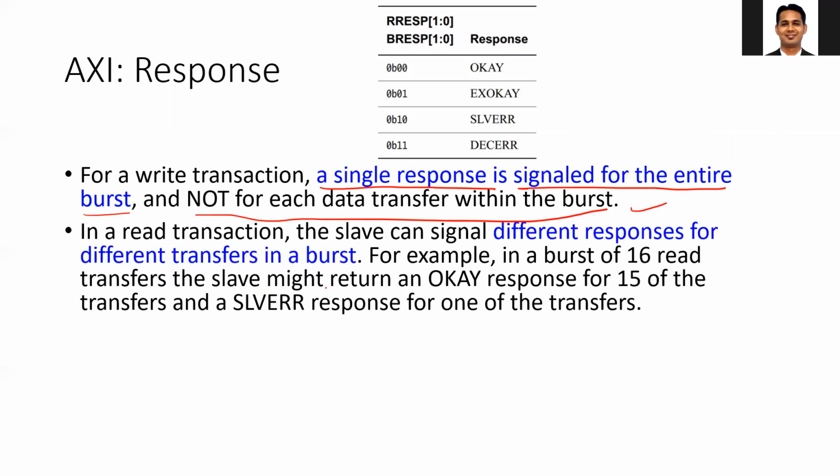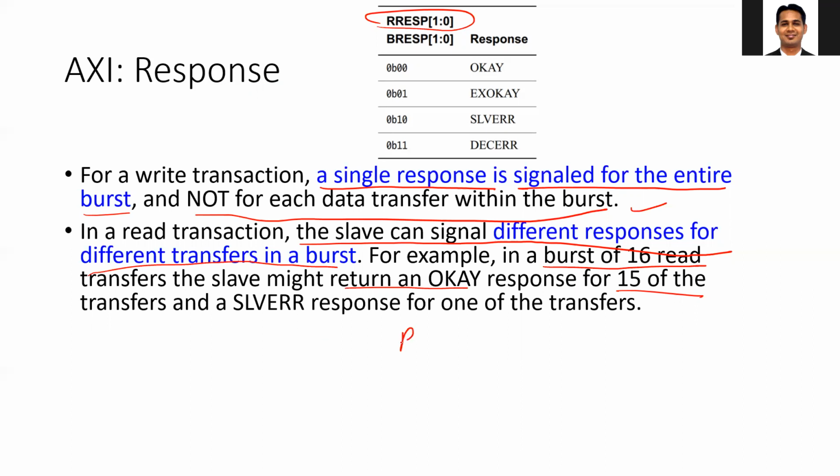In the read transaction, since the read response is a part of the read data, the slave can signal a different response for every transfer in a burst. For example, in a burst of 16 read transfers, the slave might return OK for 15 of those transfers and slave error for one of the transfers.